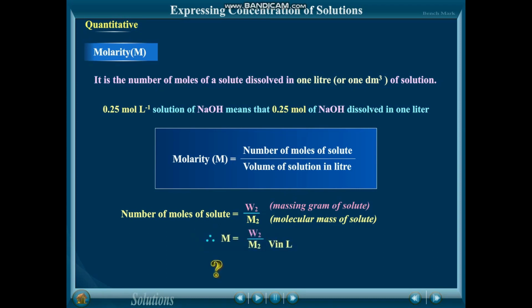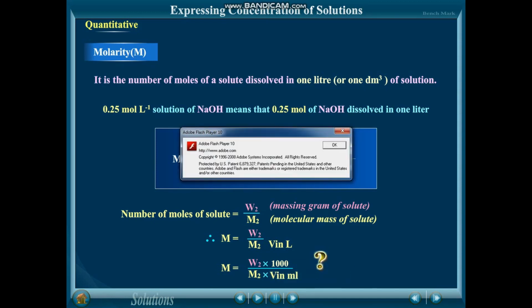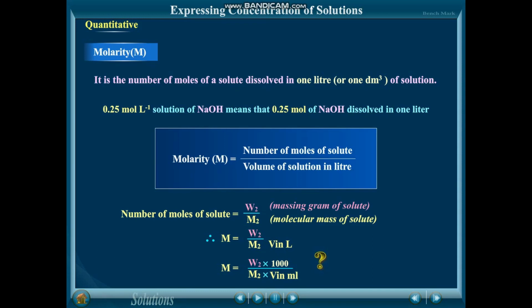So capital M, molarity, is equal to W2 by M2 into the volume in liters. For converting into liters, it is divided by 1000. So that is why the formula becomes W2 by M2 into 1000 by V. The unit of molarity is moles per liter.